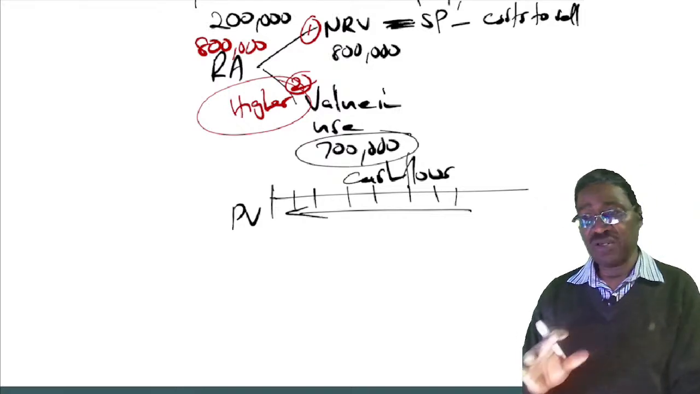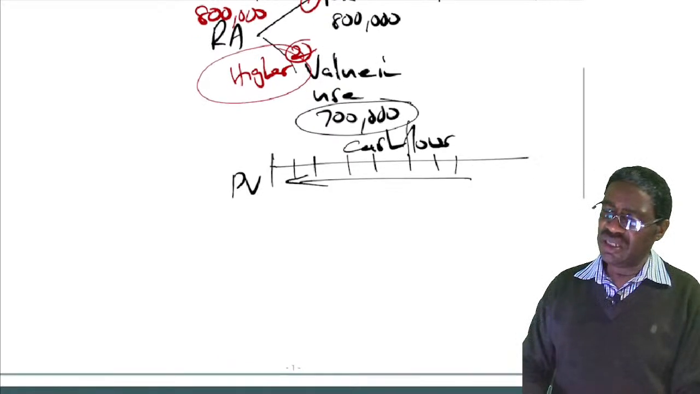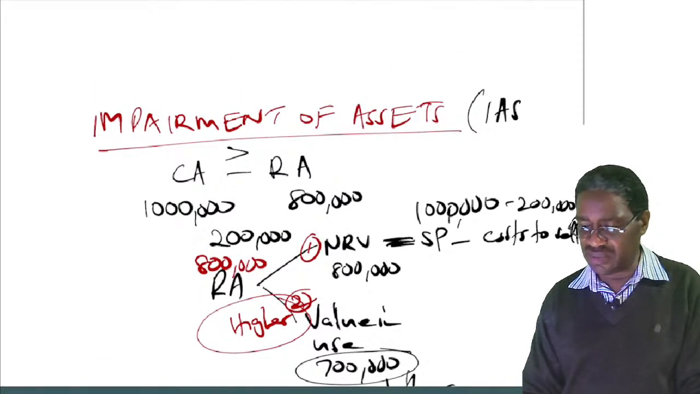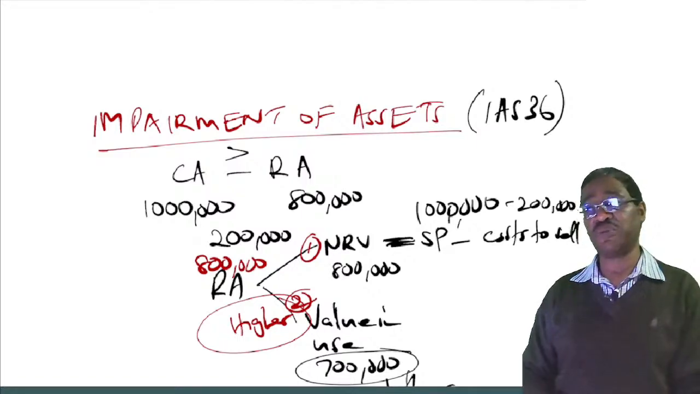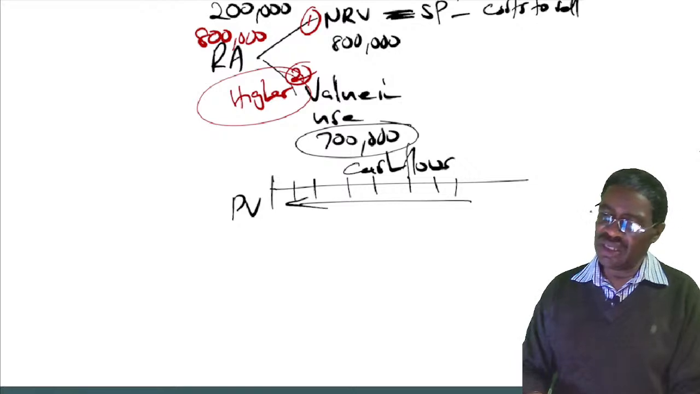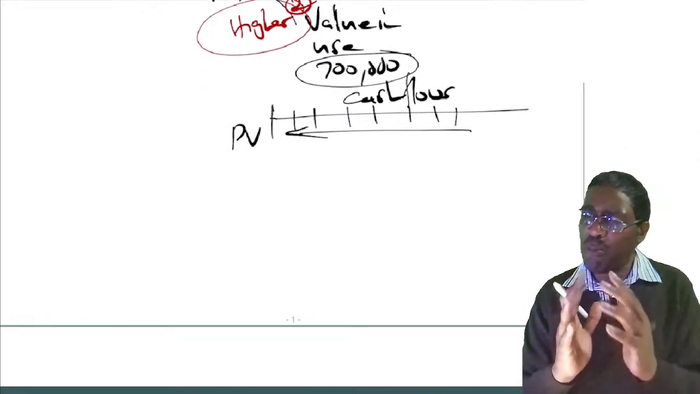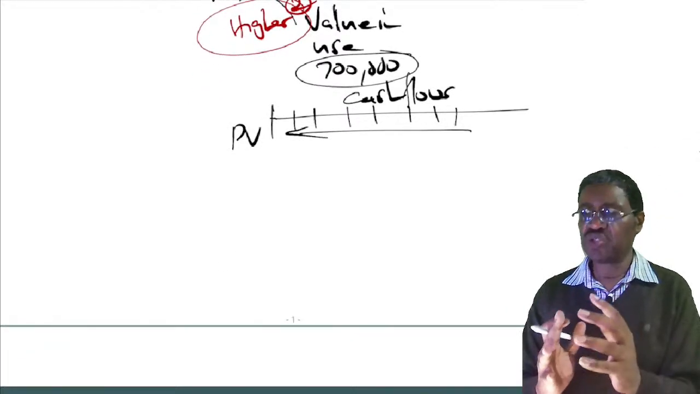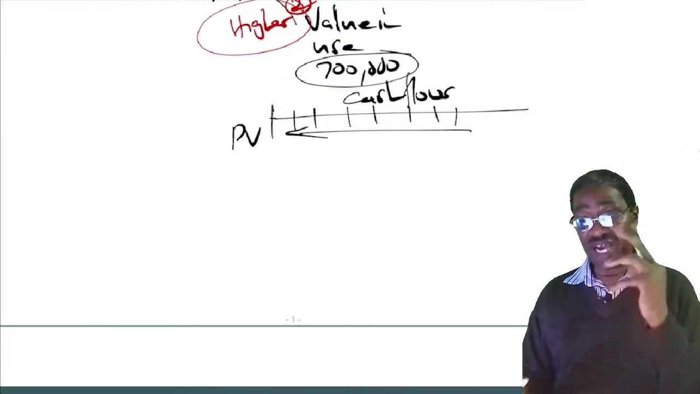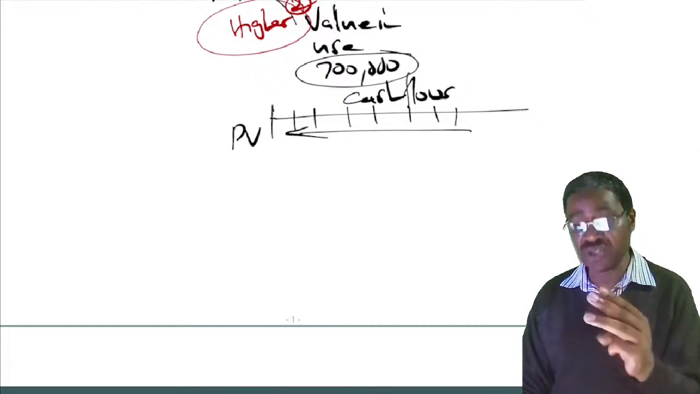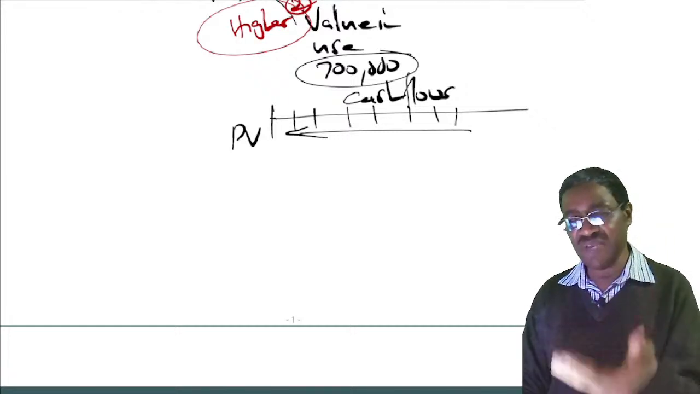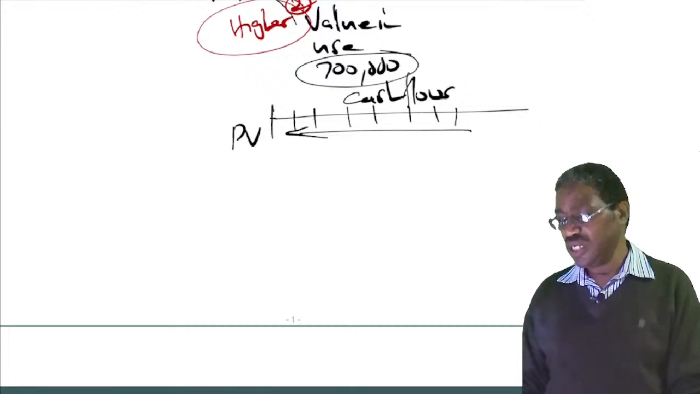Now, the accounting standard for impairment is IAS number 36. Listen, that accounting standard has specified which components of these cash flows should be discounted in order to get the value in use. The accounting standard gives 3 components of the cash flows which you as a company should use in the determination of the value in use.